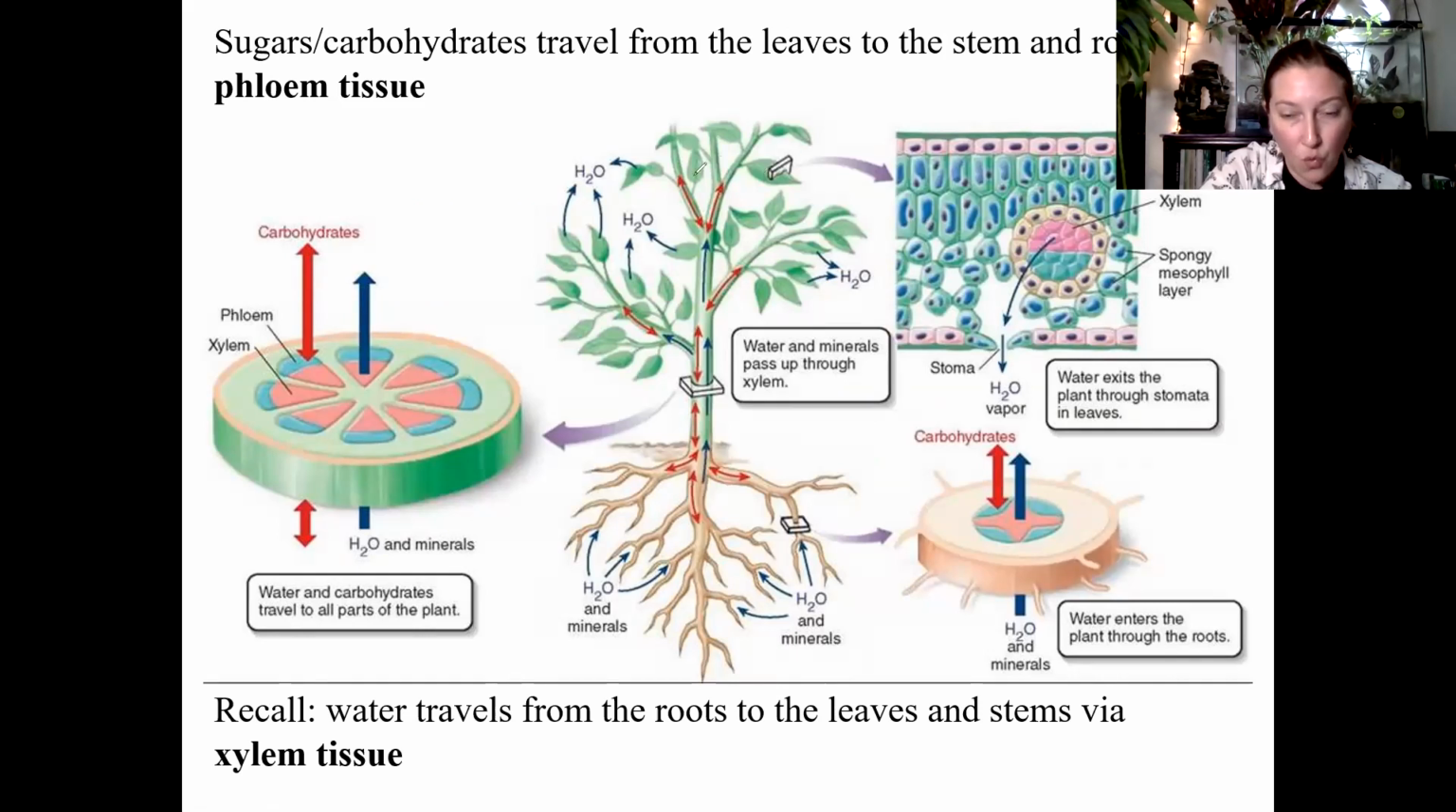The red arrows on this slide are showing you carbohydrates, right? They are moving all over the plant to provide sugars, which are needed to do metabolic processes in plants. And the water was moving in the xylem. Where are the carbohydrates moving? In tissue called the phloem, right? There's a little recall down there, right? Water travels through the xylem tissue. And the carbohydrates and sugars travel through the phloem tissue.